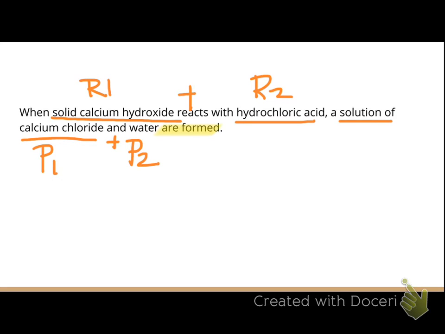All right, so here's your division. When solid calcium hydroxide reacts with hydrochloric acid, so reacts is another way of saying they're combining, a solution of calcium chloride and water are formed. So your product 1 is calcium chloride, your product 2 is water. Okay, so pause this, write this out into formula form with your symbols. Don't balance it yet. We'll make sure that all that's set, and then we'll balance after that.